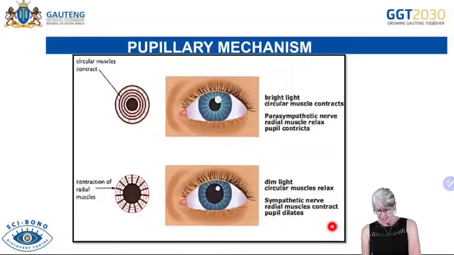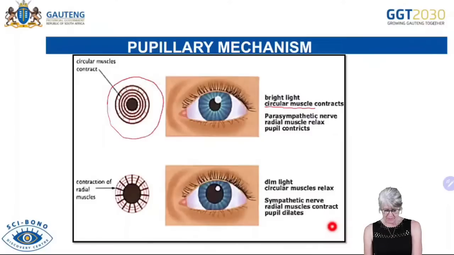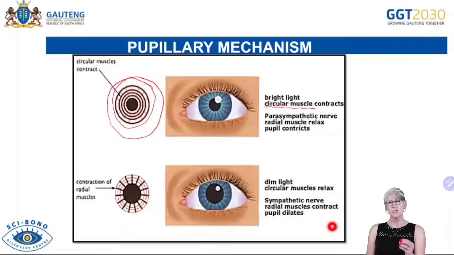So in bright light, now remember here we're talking about a different muscle. We're talking about circular muscle. It's important, because if you have a look at the iris, the muscle is arranged in what looks like circles. The fibers are arranged like that. Don't confuse circular muscle with ciliary muscle. Ciliary muscle has to do with accommodation.